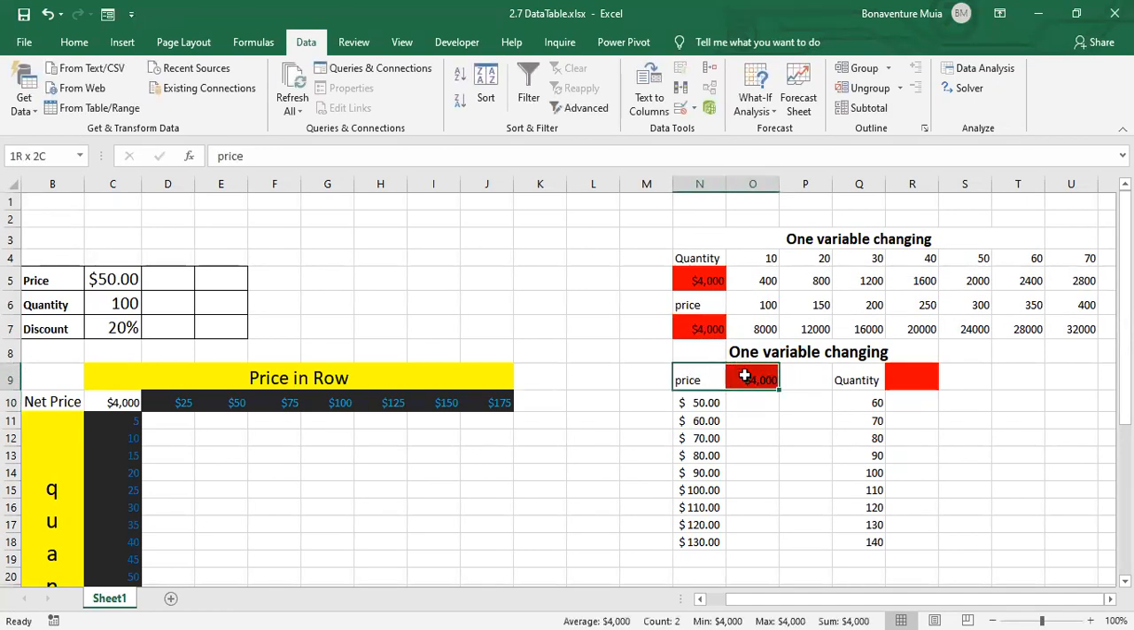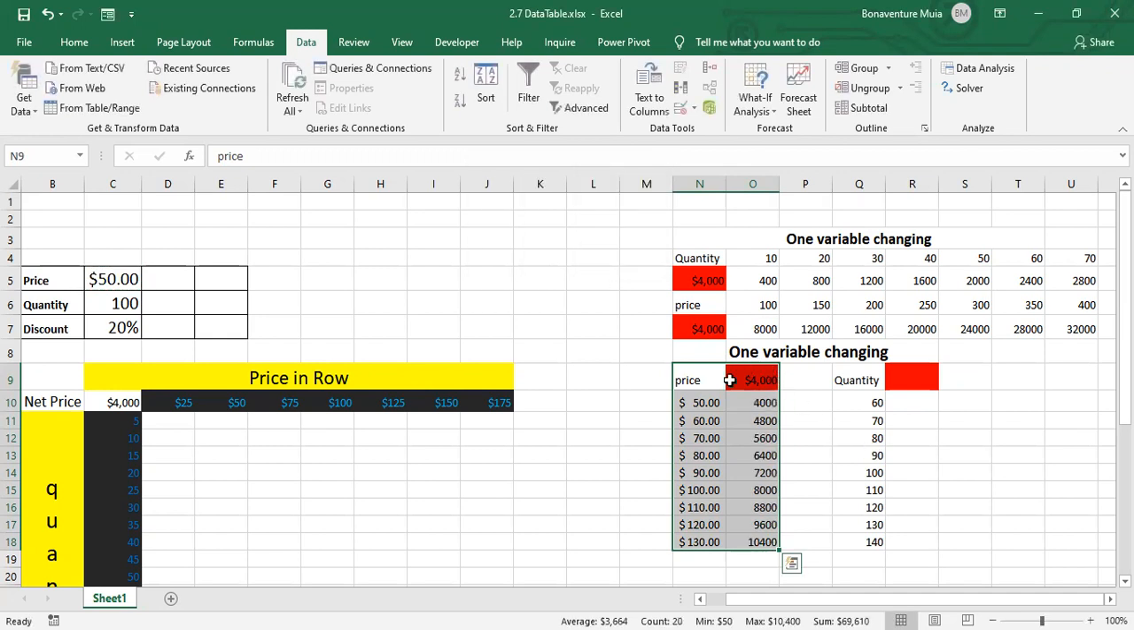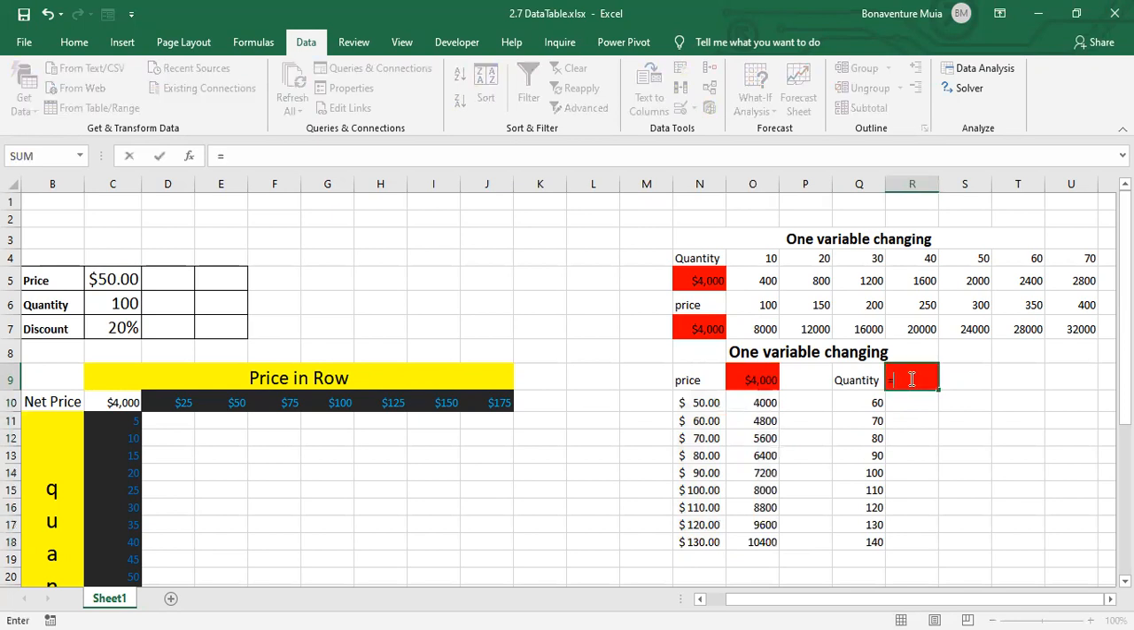So after doing that, highlight. Remember here, price is changing along the row. Highlight the column, go to the data table and what if analysis. We don't have a row input cell this time round. All we have is the column input cell, and the column input cell is the price. So let us reference the price here. Okay, and then we have the net price populated. Amazing. Let us reference the net price here.